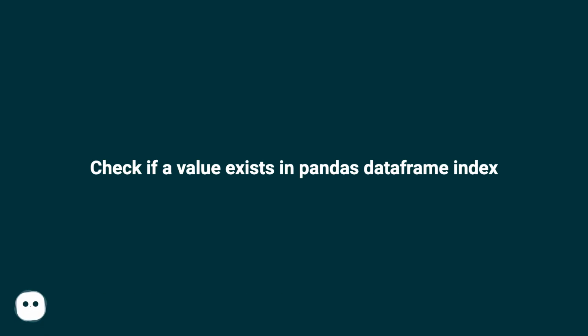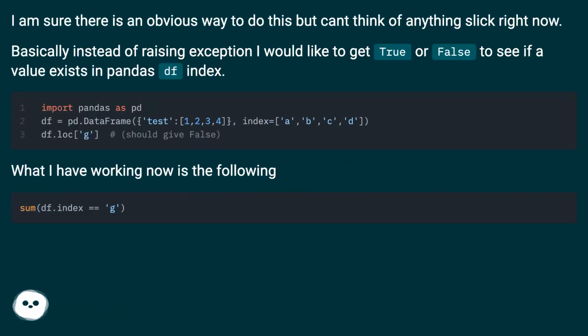Check if a value exists in Pandas Dataframe index. I am sure there is an obvious way to do this, but can't think of anything slick right now. Basically, instead of raising an exception, I would like to get true or false to see if a value exists in the Pandas DF index.